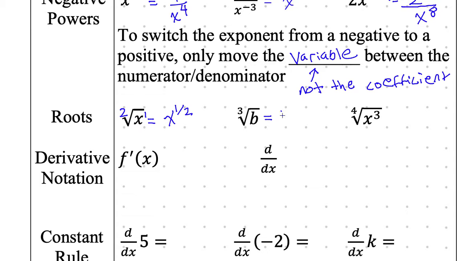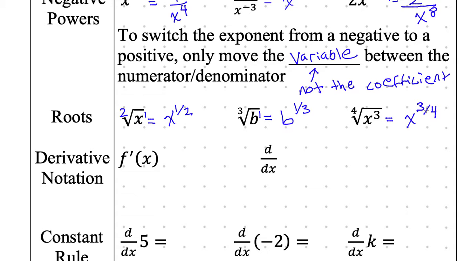So, let's see if we can apply that rule to the cube root of b using fractional exponents. This is b to the what power? It is indeed 1/3 because b is to the power of 1, index of 3, 1 divided by 3, 1/3. The 4th root of x to the power of 3 is x to the power of what fraction? It is indeed 3/4. All right, we're all good on how to get rid of the radical symbol in order to make it into a fractional power.